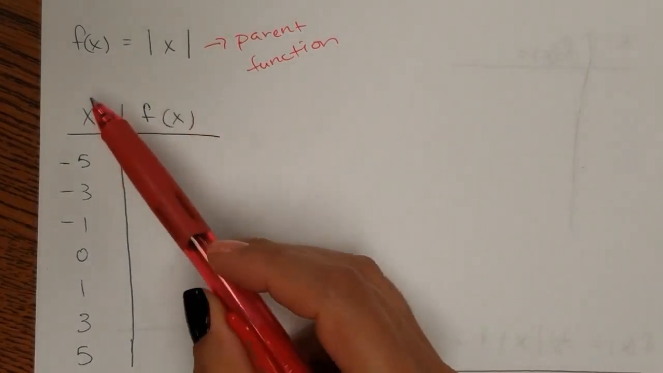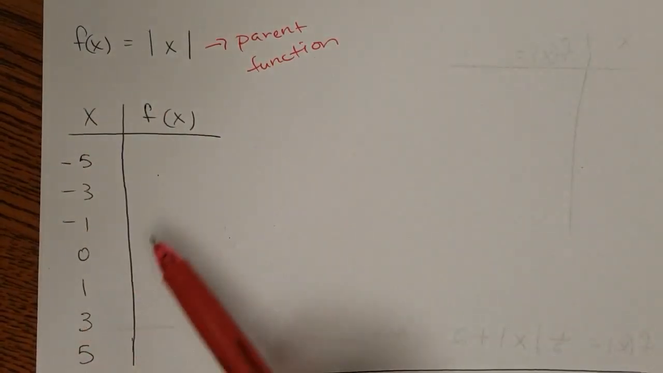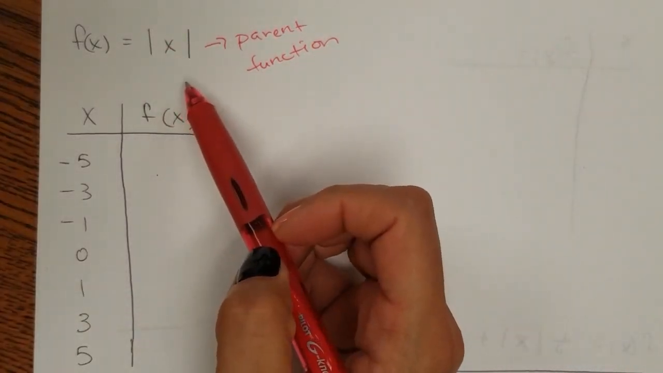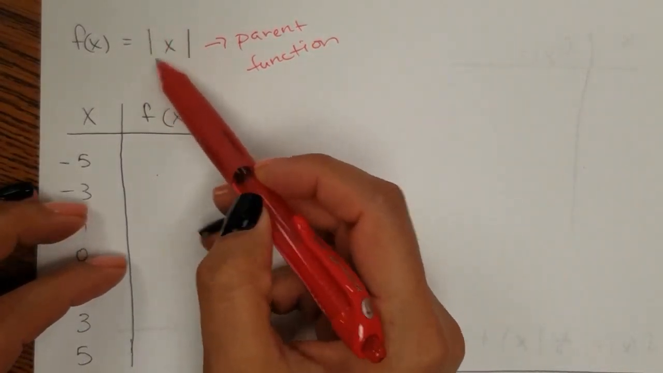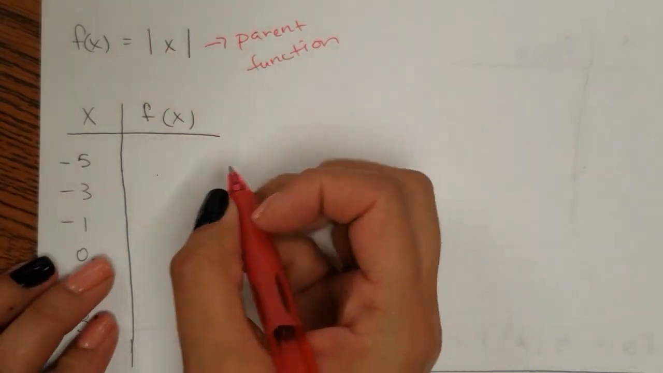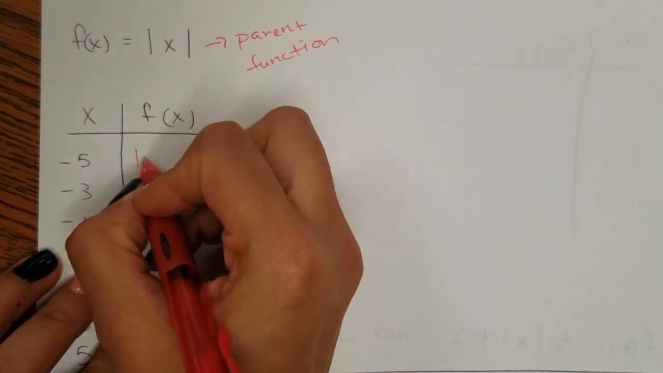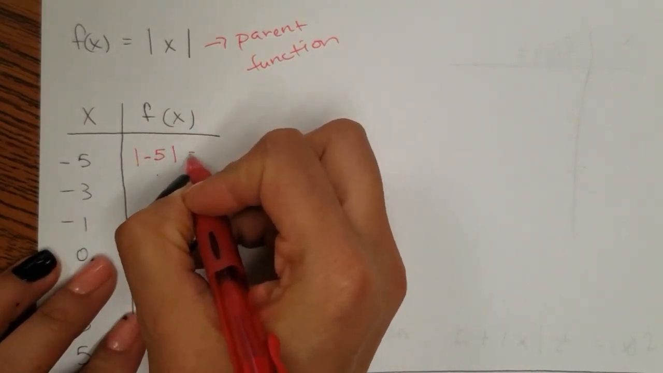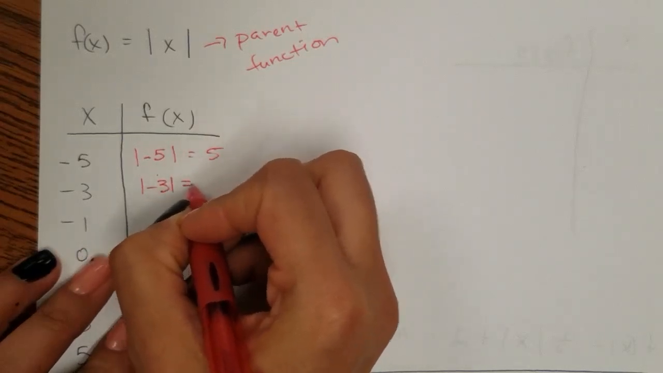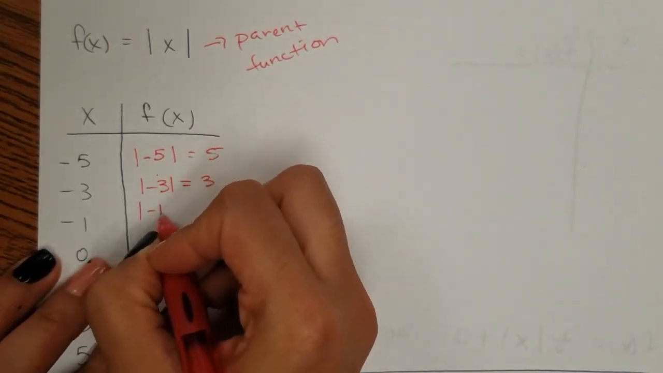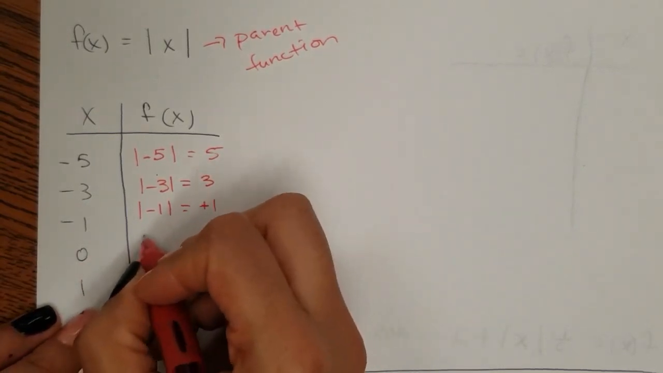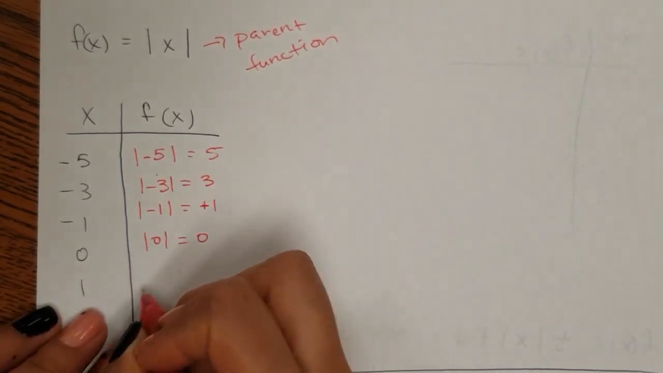So the first thing we're going to do is fill out a table of values so that you can plot the points. One thing that you need to remember is that the absolute value is the distance from 0, so anything that you get in here, your answer needs to be positive. So when you set it up, we have the absolute value of -5, which is just equal to +5. Absolute value of -3 is equal to 3. Absolute value of -1 is +1. The absolute value of 0 is 0.